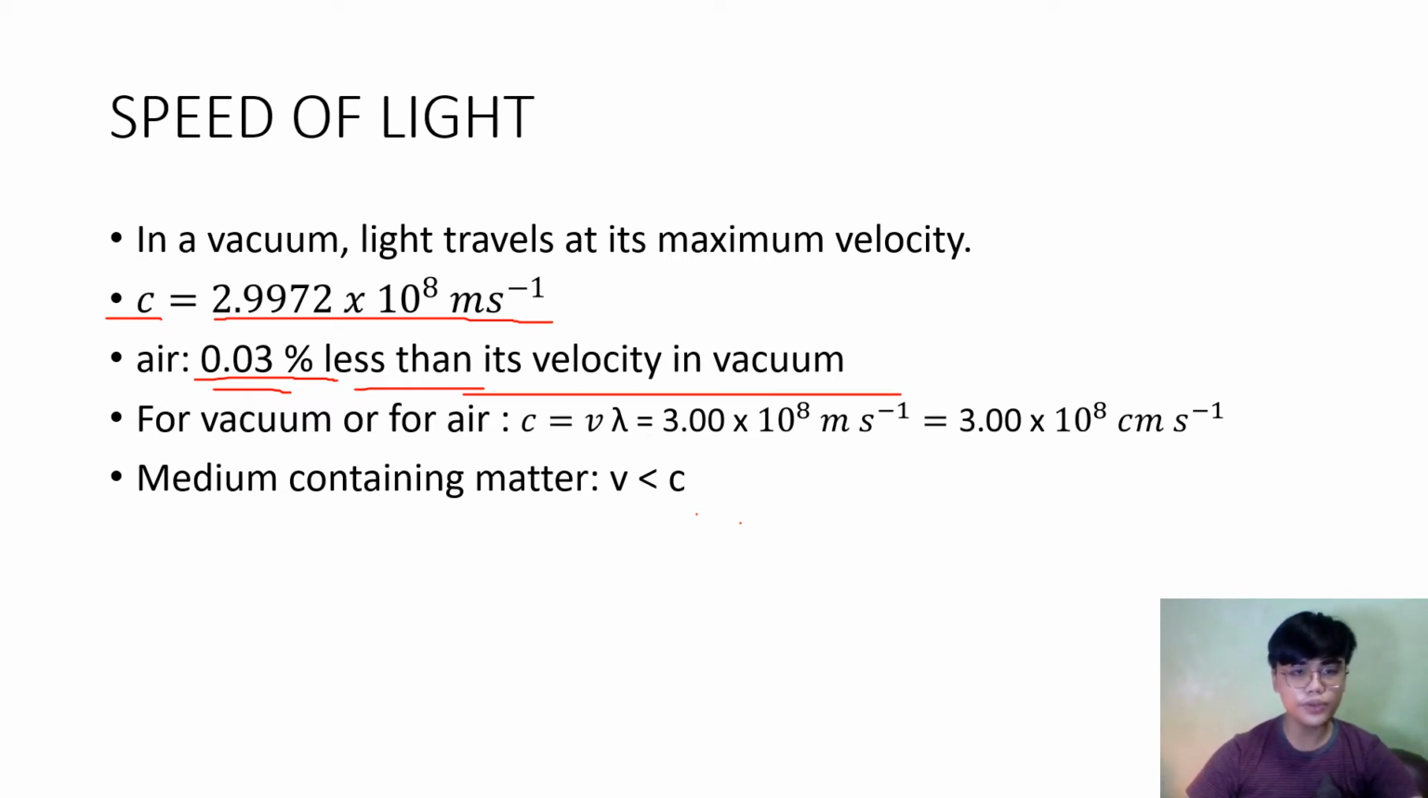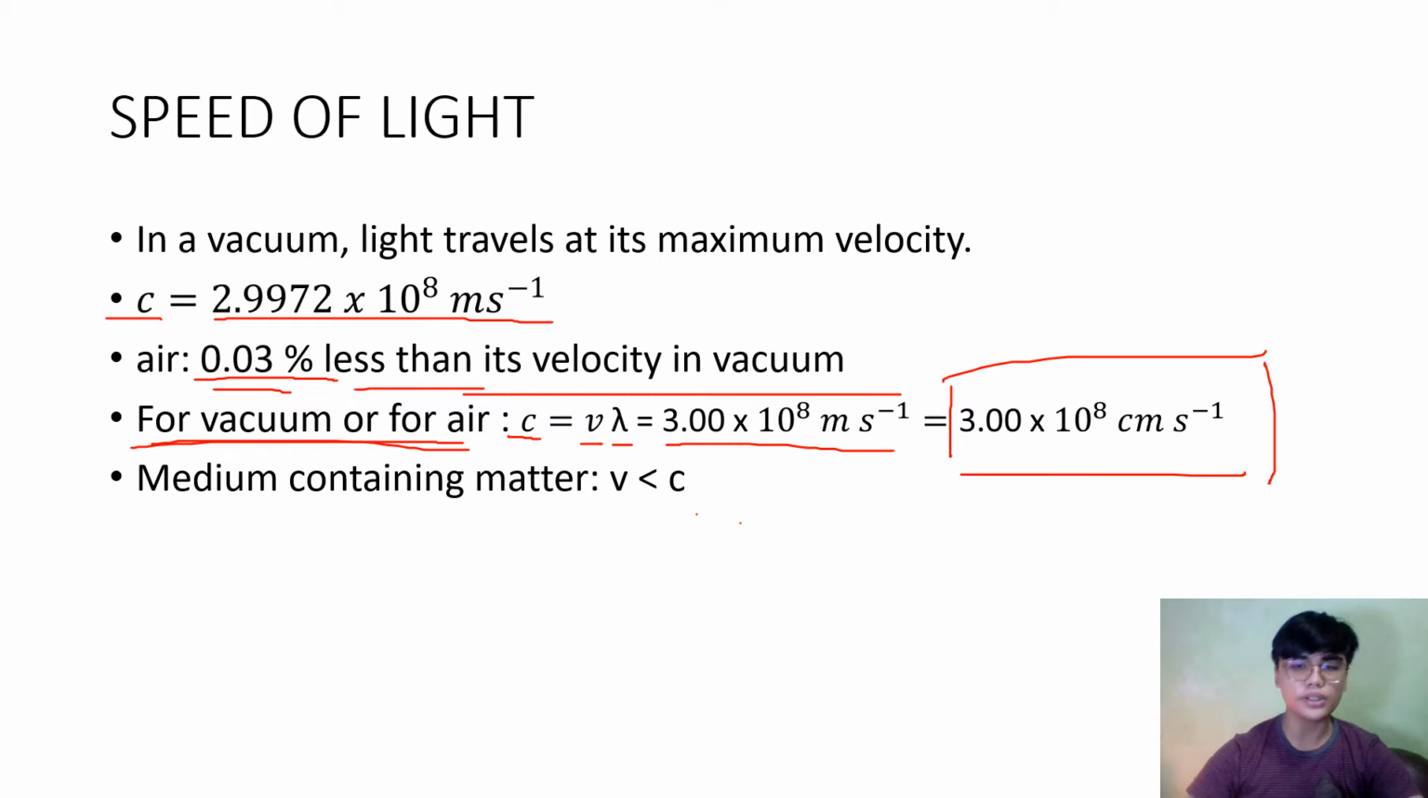Thus, for vacuum or for air, the equation can be written as speed of light is equal to frequency in hertz times the wavelength, which is equal to 3.00 times 10 raised to 8 meters per second, or 3.00 times 10 raised to 8 centimeters per second. In a medium containing matter, light travels with a velocity less than c because of the interaction between the electromagnetic field and the electrons in the atoms or molecules of the medium.